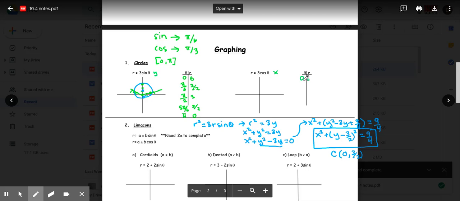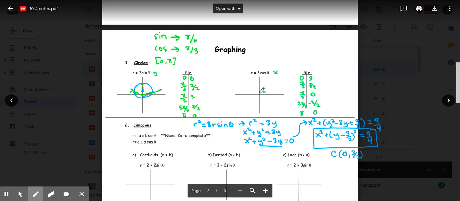So we have 0, pi over 3, use the quadrantals, pi over 2, and then we're going to have 2 pi over 3, and then pi. Okay, remember 0 to pi completes a circle. Going 0 to 2 pi will go around twice. So when you plug these thetas in, you're going to get for your r 3, 3/2, 0, negative 3/2, 0.